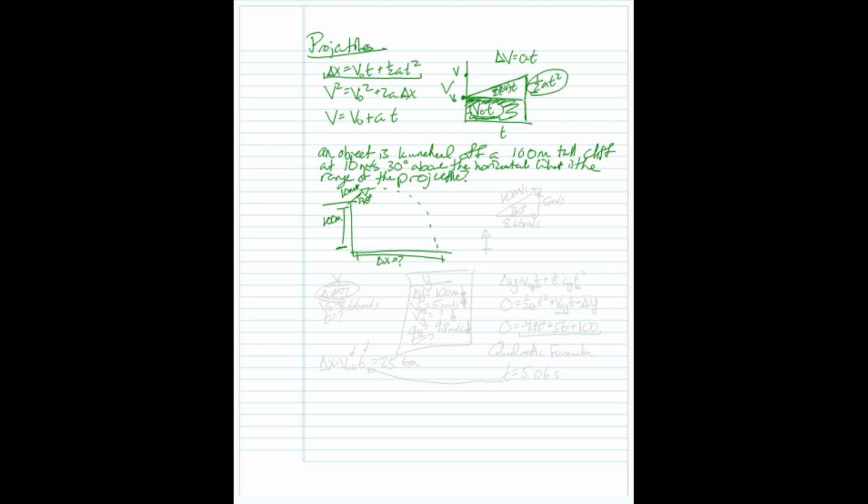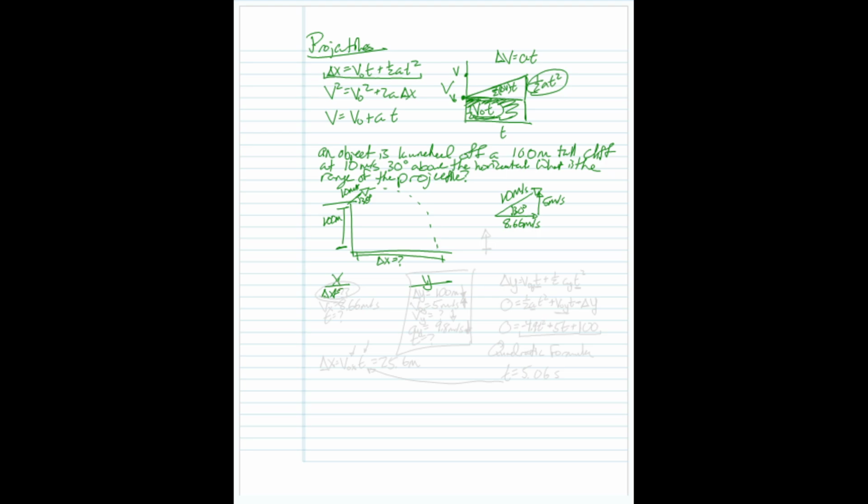Anytime I have an angle, I need to break it up into components. 10 meters per second at 30 degrees above the horizontal. I need to figure out, okay, in 1 second, how far up has this ball gone? How far over has this ball gone? Using 10 sine 30, I get 5 meters per second up, and 10 cosine 30, I get 8.66 meters per second to the side. Now I'm going to break everything up into x and y components.